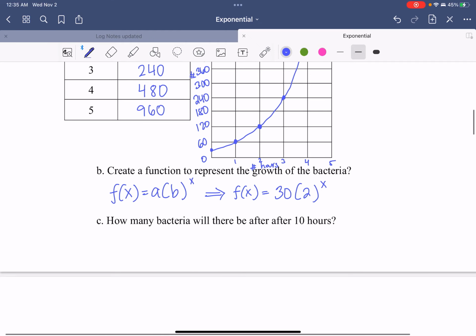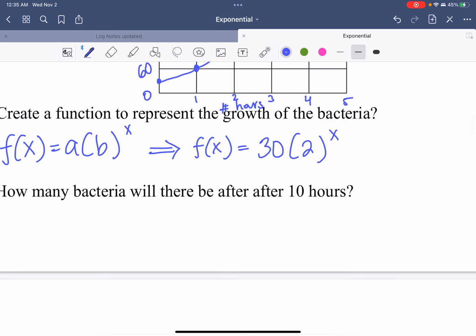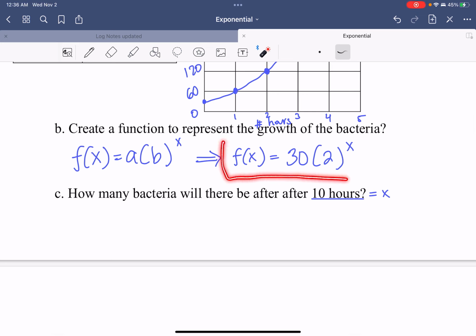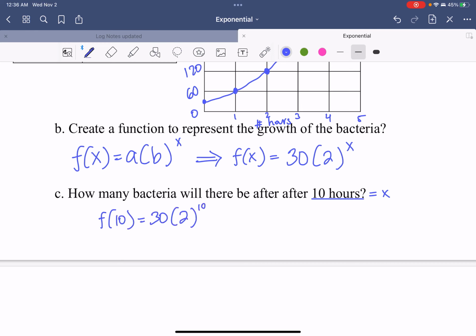And that's what we're going to do in the next problem, where it says how many bacteria will there be after 10 hours. Well, that 10 hours is going to represent our time. Okay, so in this previous problem where we had set up the formula, since now x is 10, in this x I'm going to replace a 10 in there. I'm going to plug in 10 hours so we can see how many bacteria there are. So that'll be f of 10 equals 30 times 2 to the power of 10. And so what you're going to do is type that into your calculator.